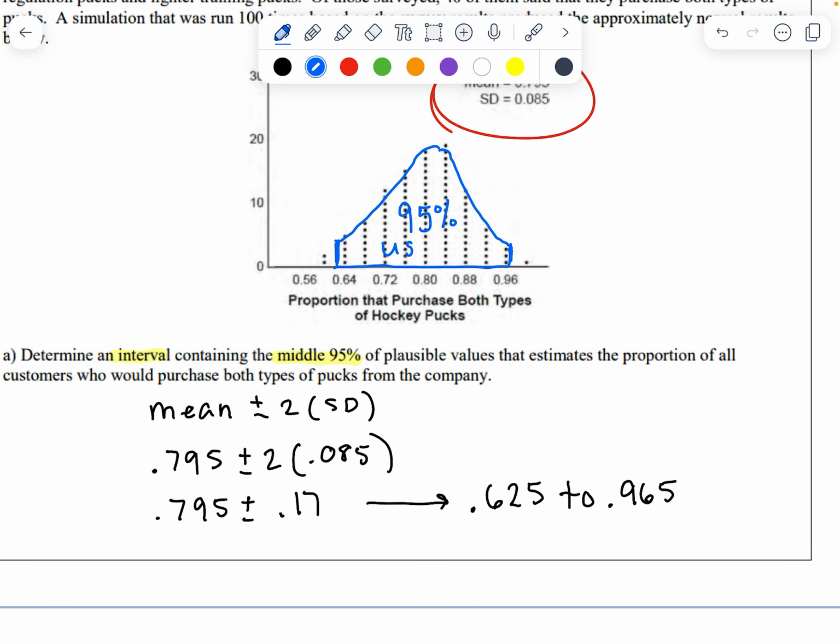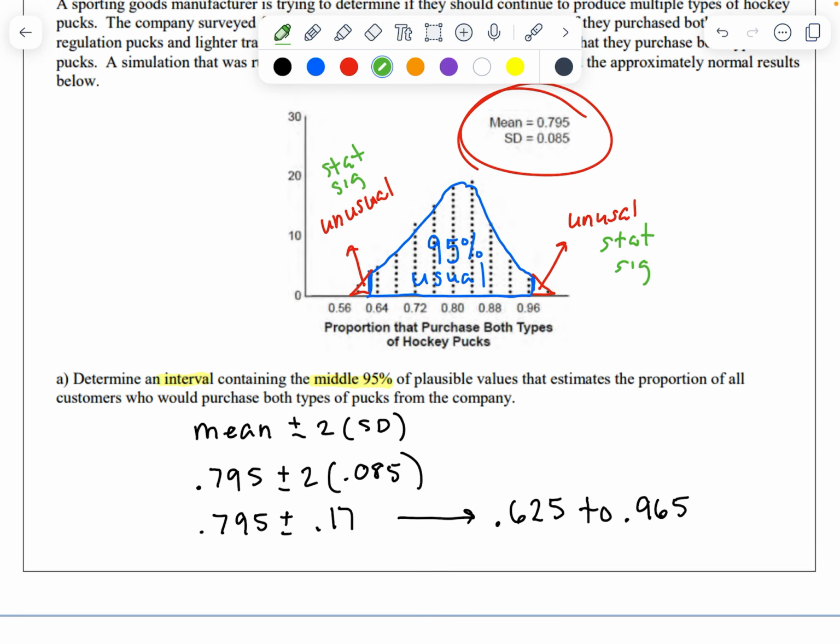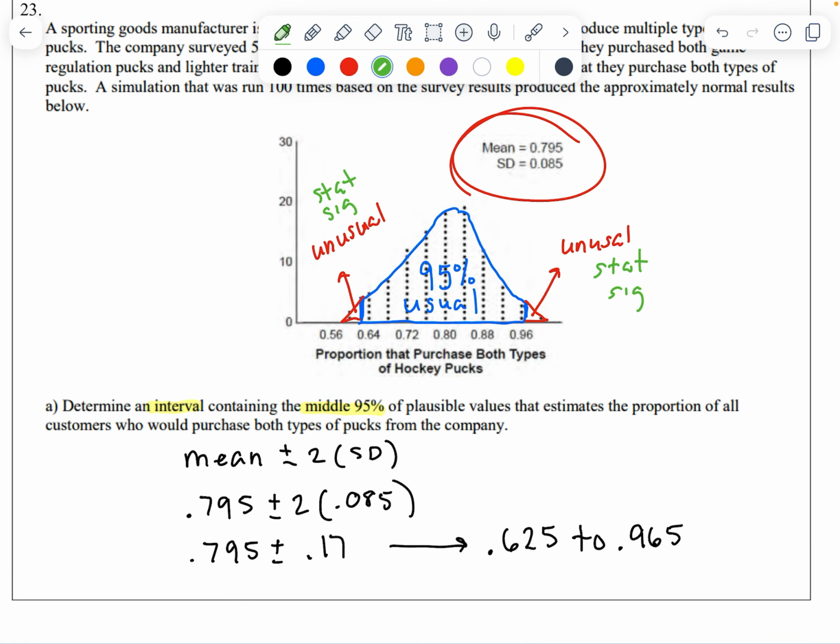All of this is usual. Okay? Everything out here is considered unusual. Another word for this is statistically significant. Okay, so they might ask a follow-up question about something, and if it's on the inside, then it's usual. If it's on the outside, then it's unusual.